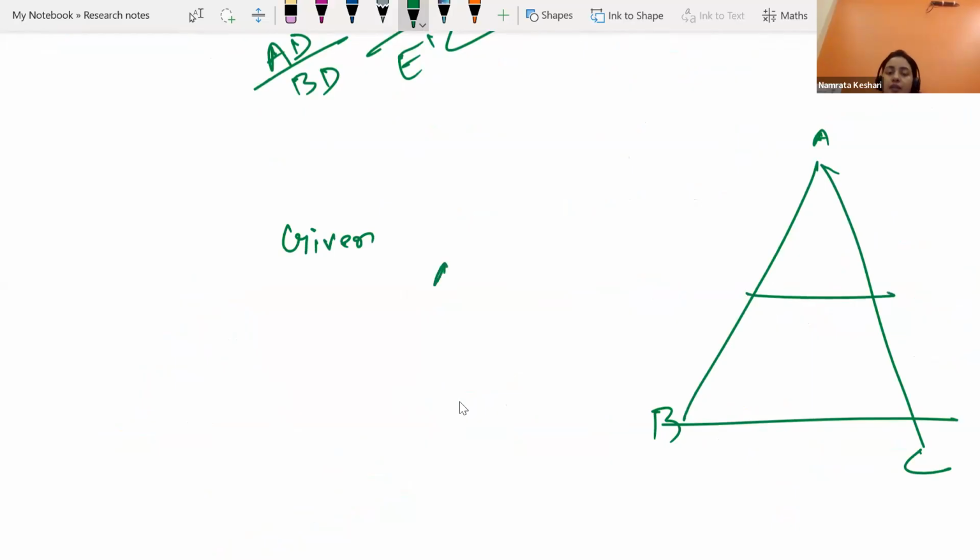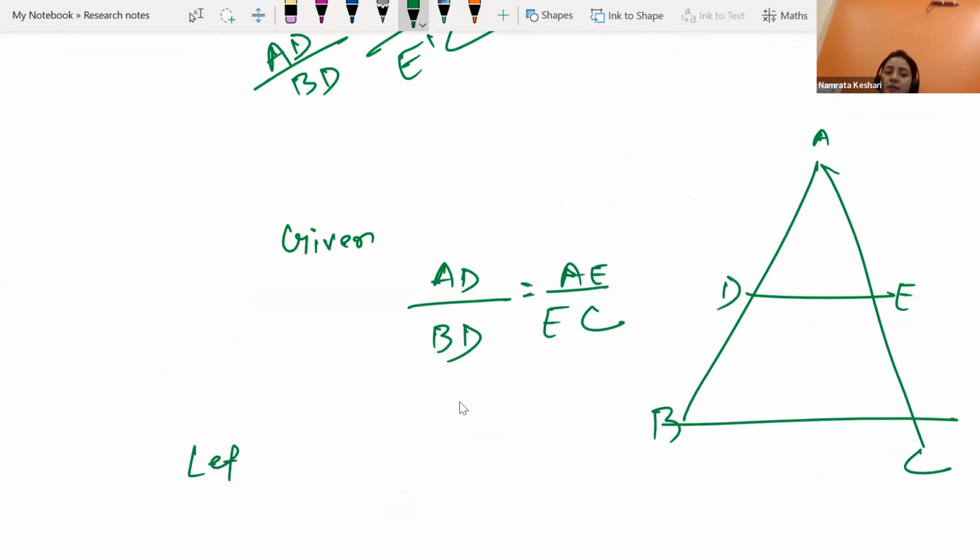that AD by BD is equal to AE by EC. It was given to us. Whatever we have to prove, at first we are taking that, let's assume that DE dash, another line, is there which is parallel to BC.